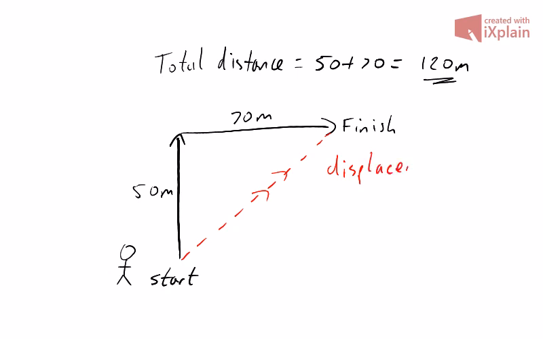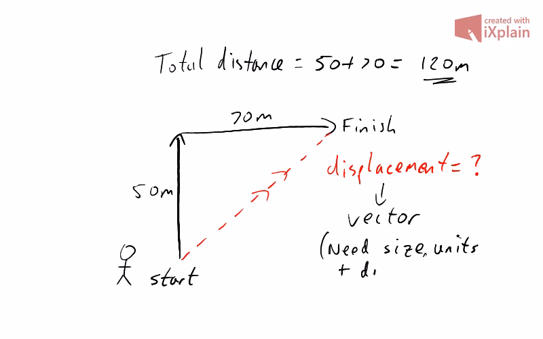Now, how are we going to get the displacement, which is the red dotted line? Well, displacement is a vector quantity, so it's going to have a size, it's going to have units, and it's also going to have a direction. Now you'll see that the distance doesn't have a direction. This is the difference between distance and displacement. The displacement has a direction as well to consider. So let's cut it down into sections. Let's figure out what the size of the displacement is first of all.